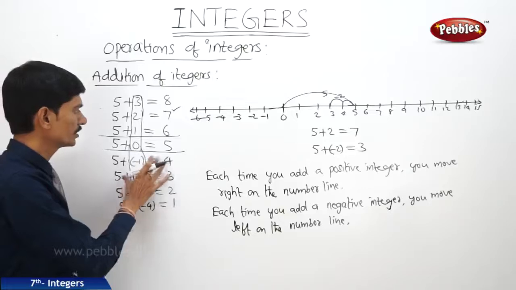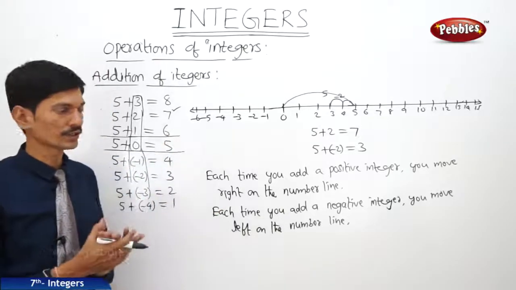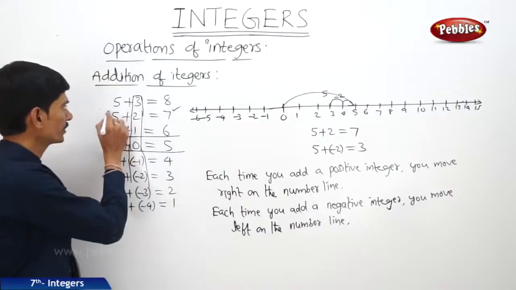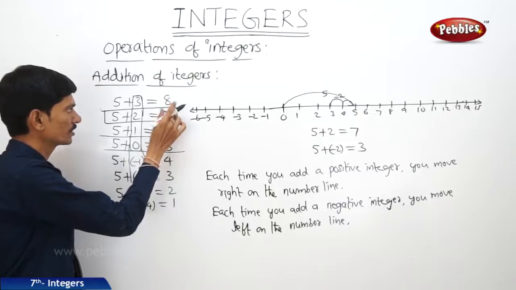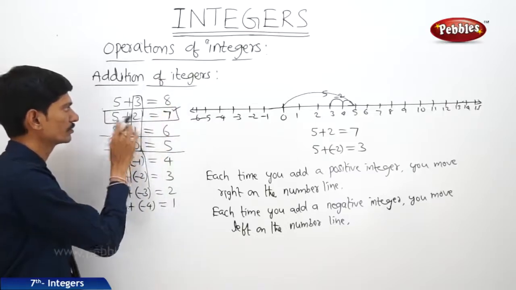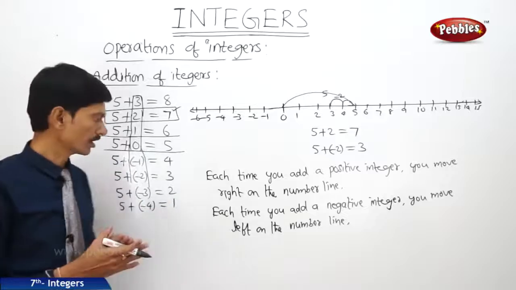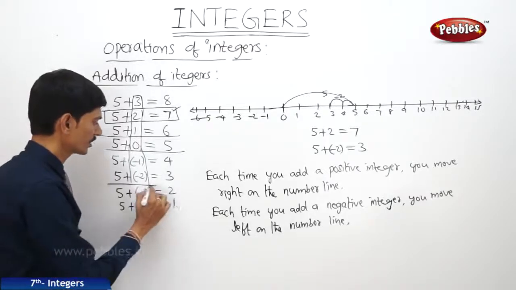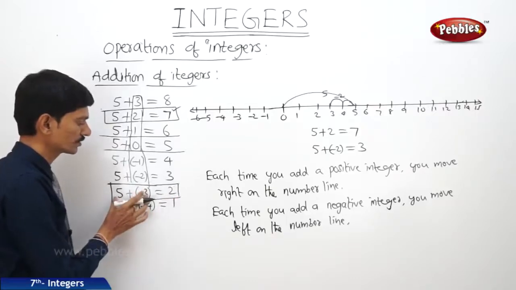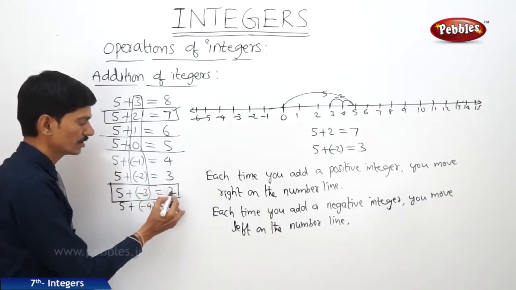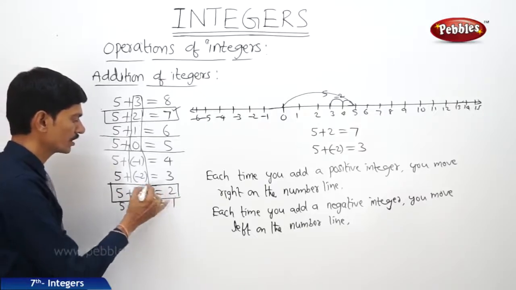Then if two integers are added, what is the sum? Is the sum greater than each of the two integers? For example, when 5 plus 2 equals 7, in this case the sum 7 is greater than each of the two integers 5 and 2. But is it always true for any two integers? Now let us see. 5 plus minus 3 equals 2. Here 5 and minus 3 are any two integers. Their sum is 2. But here 2 is less than 5 and 2 is greater than minus 3.